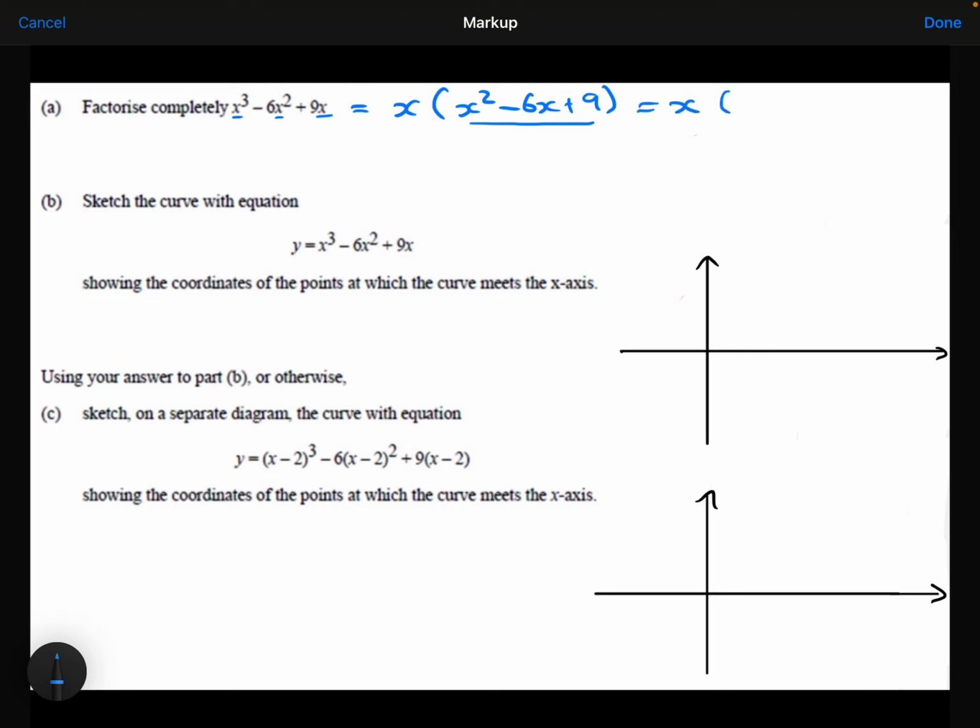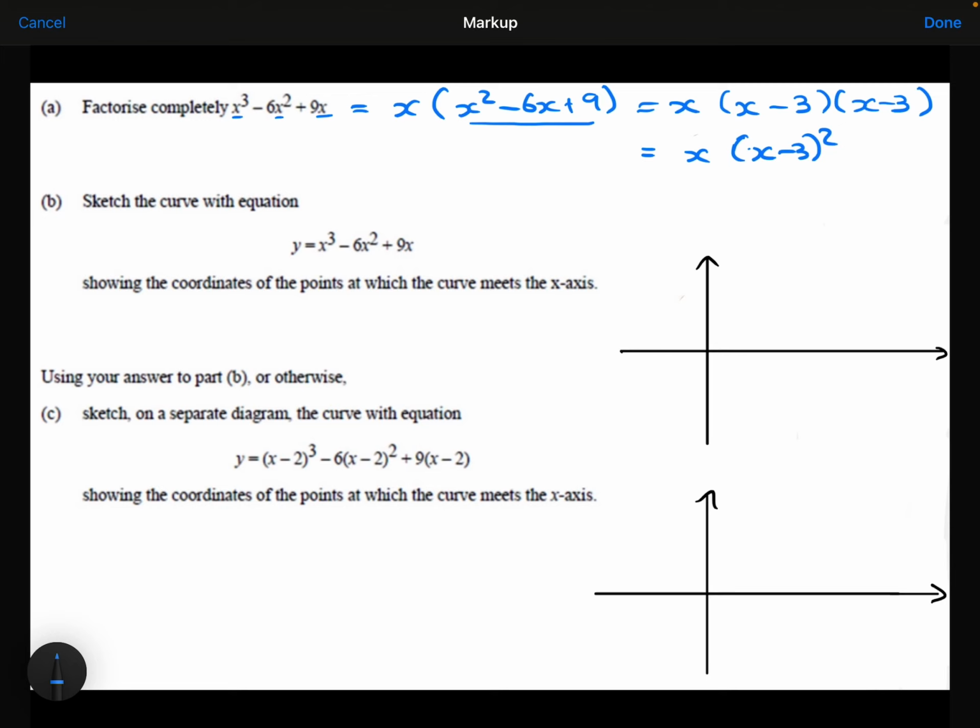So let's leave the x at the front, and the x squared minus 6x plus 9 can be factorised to be x minus 3 times x minus 3. Or, in a slightly simpler form, x times x minus 3 squared.